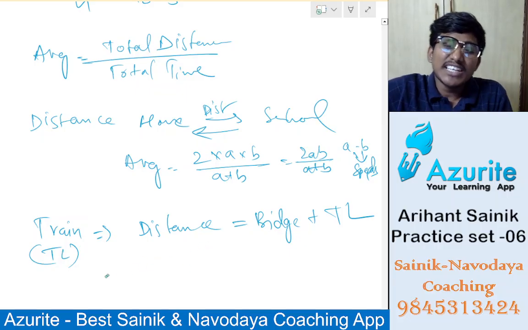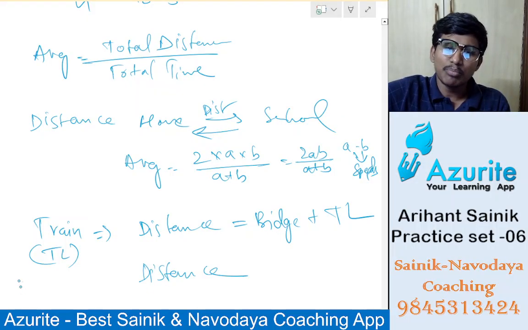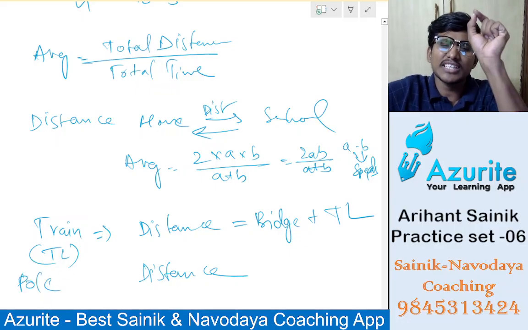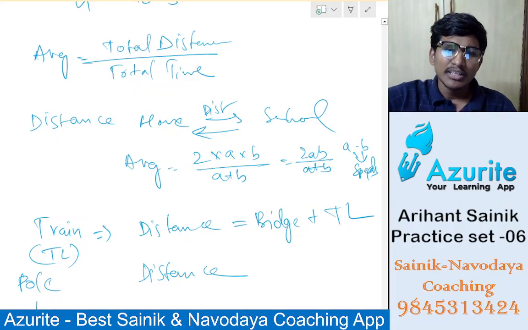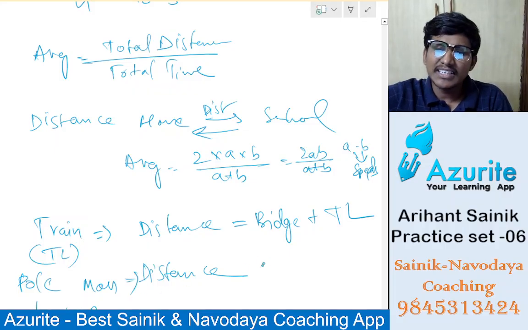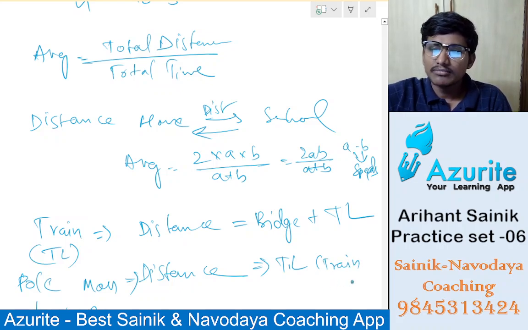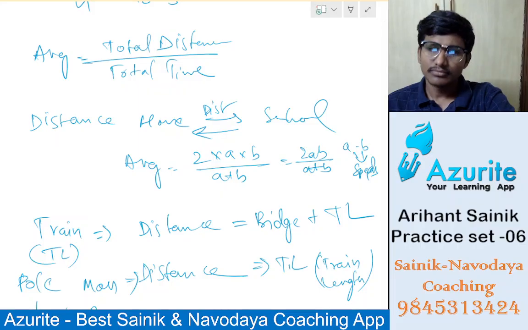If there is a pole, what will the distance be? The pole will be smaller, it doesn't matter. A man will also be smaller only, right? So the distance will be directly the train length. Understood?